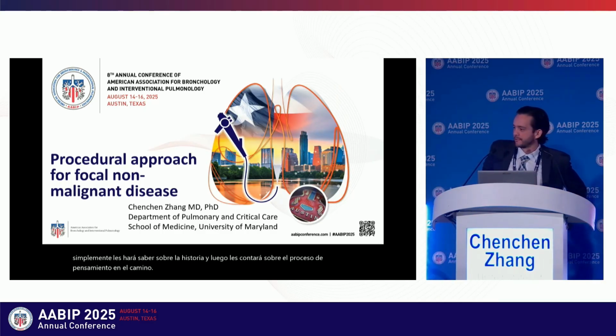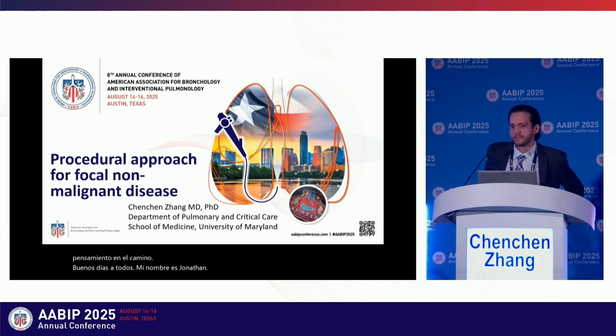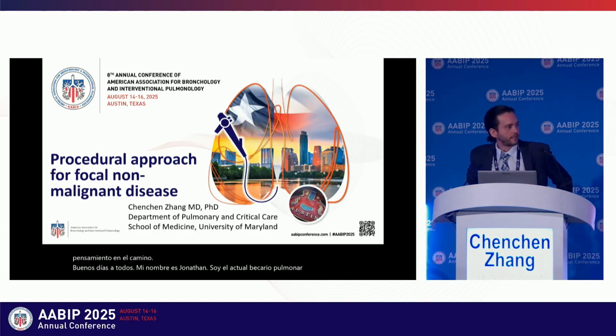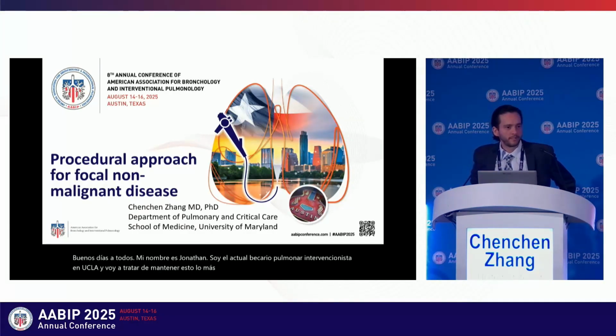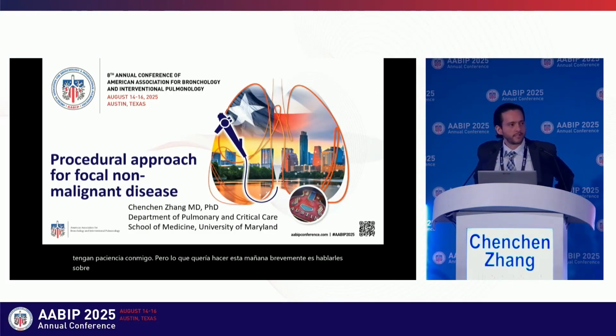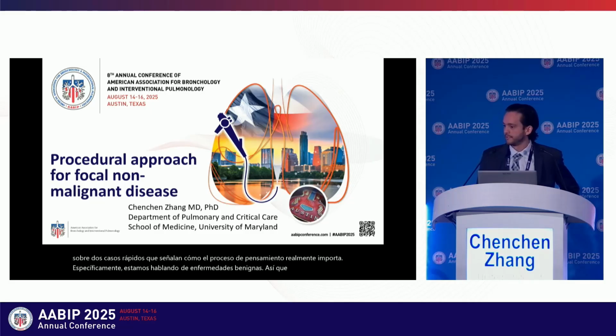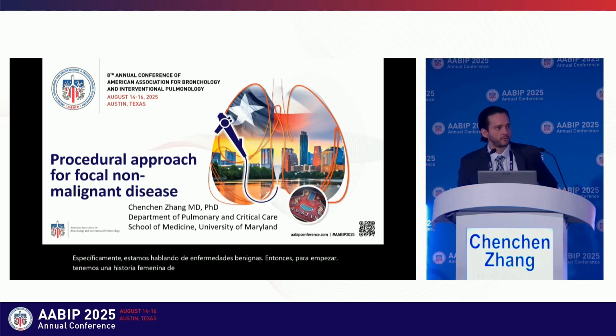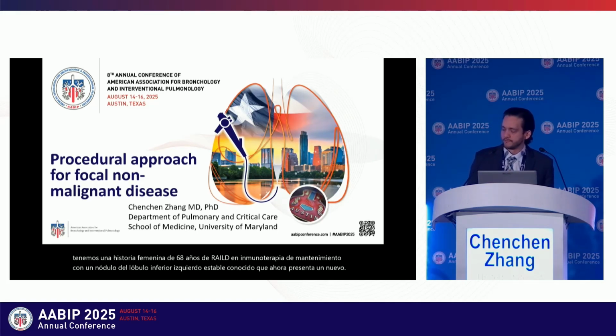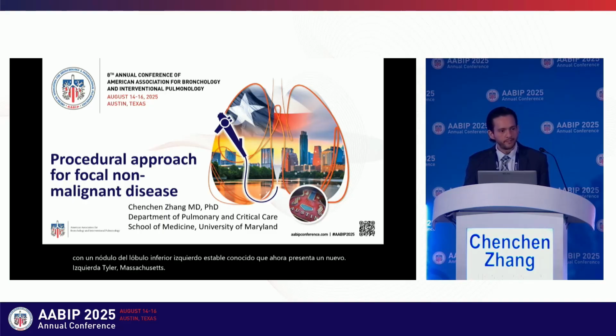Good morning, everyone. My name is Jonathan. I'm the current interventional pulmonary fellow at UCLA. And I'm going to try to keep this as interesting as I can without slides, so bear with me. What I wanted to do this morning briefly is talk to you about two quick cases that point out how the thinking process really does matter, specifically when we're talking about benign disease. So to start off, we have a 68-year-old female, history of RA-ILD on maintenance immunotherapy, with a known stable left lower lobe nodule, who now presents with a new left hilar mass with significant mediastinal and hilar lymphadenopathy that is very FDG avid on PET scan.